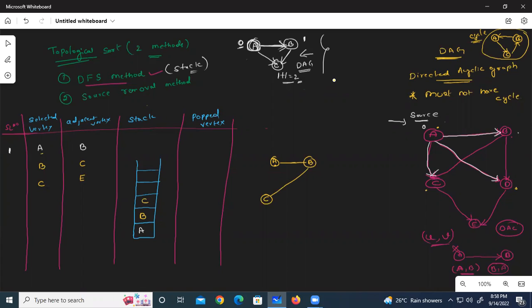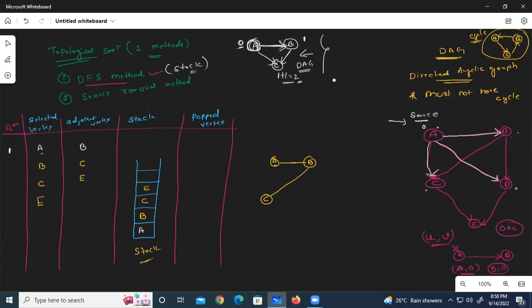After that, please observe here. Adjacent, we got it. Select the adjacent now, that is E. If you select the adjacent, what happens here? Push that selected vertex into the stack. This is the stack. Okay, now clear? Everyone okay? Yes or not, guys? I think no problem.